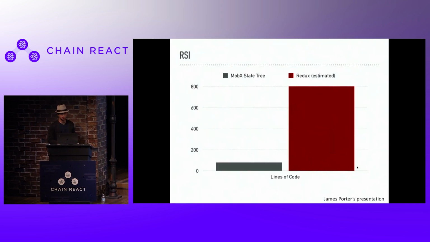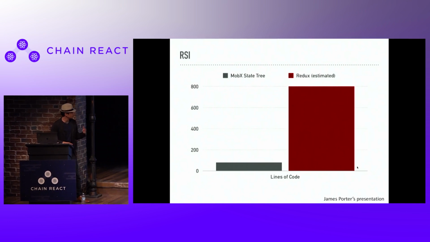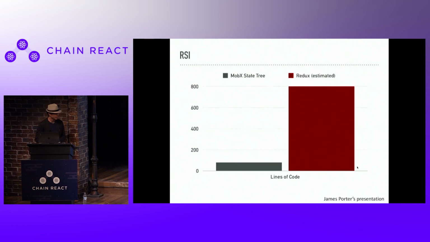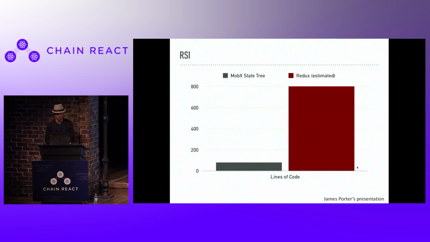Now, shout out to James Porter's presentation earlier this year. He built two identical React apps. One is written in MobX State Tree. The other one is written in Redux. As you can see here, Redux has a way higher number of lines of code than MobX State Tree. This is because of the action types, action creators, and reducers that you need to write in a React Redux application. So the implication here is that writing React MobX apps will be more maintainable in the future than React Redux apps.